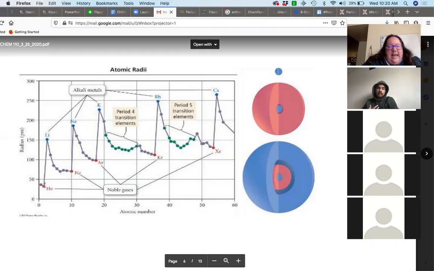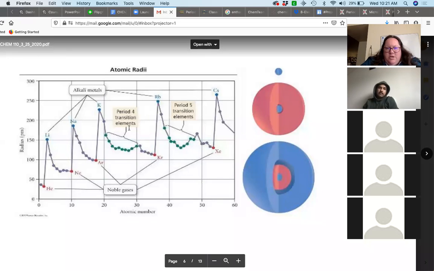We're going to come back to that when we come back from spring break. We'll have a really cool activity that helps us think about how behavior changes as we go from left to right across the periodic table. But for now, I want you to start to think about how that might change.